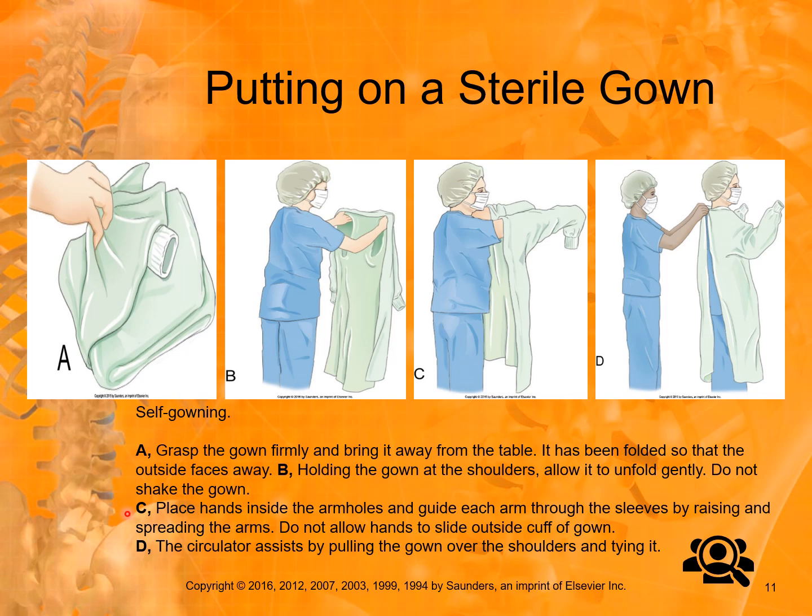Place hands inside the armholes and guide each arm through the sleeves by raising and spreading the arms. Do not allow hands to slide outside the cuff of the gown. The circulator assists by pulling the gown over the shoulders and tying it in the back.